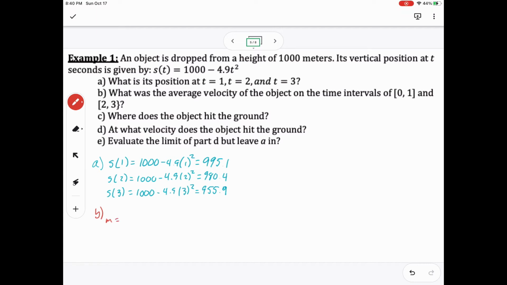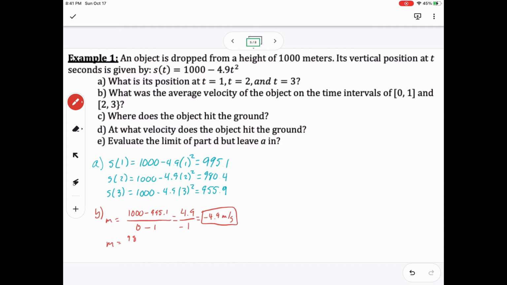Notice that they didn't give us what f(0) is, but if I plug in 0 for my function, it's 1,000. So I'm just going to plug that in. So 1,000 minus 995.1 divided by 0 minus 1. That'll get me 4.9 on the top divided by negative 1 on the bottom. So it's negative 4.9 meters per second for that average velocity there.